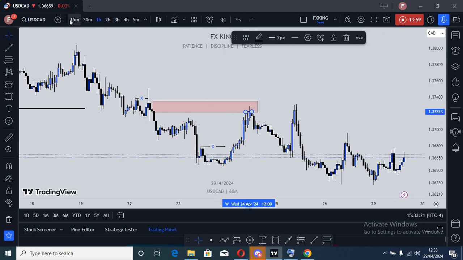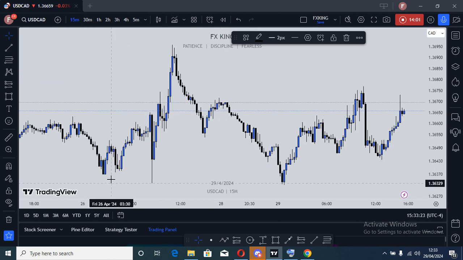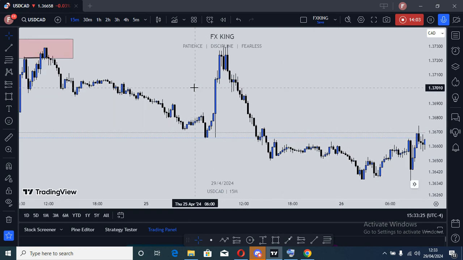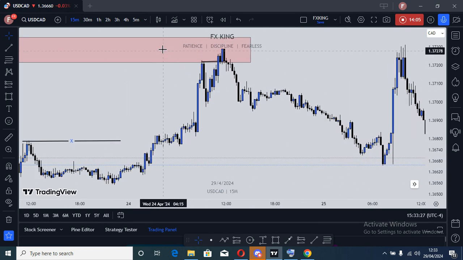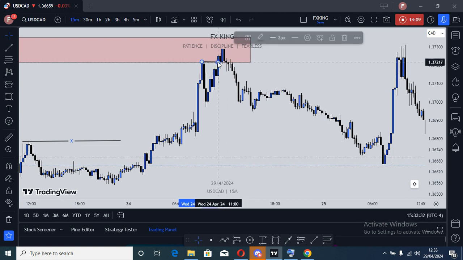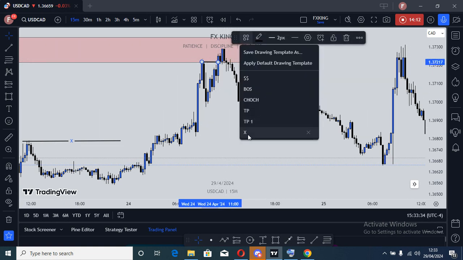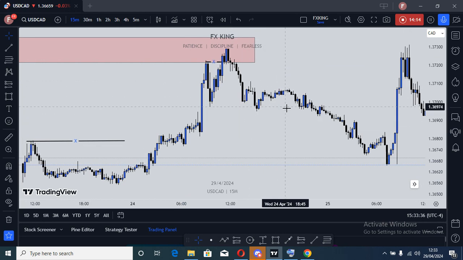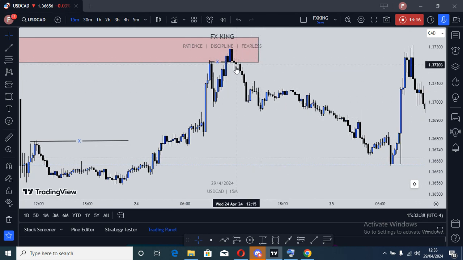So in a smaller time frame, this is how it will look like. This is our sweep on a bigger time frame, which is the 1 hour. Now on a smaller time frame, the candle that swept was this move here. It was this move starting from here. This was one big candle in a bigger time frame. So we wait for price to close below this candle.